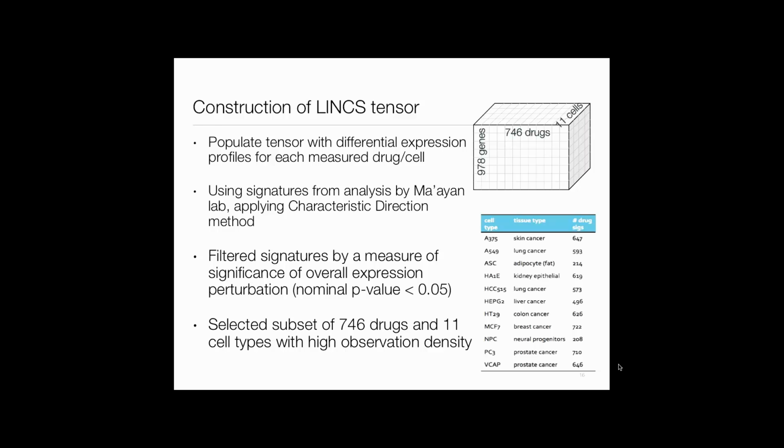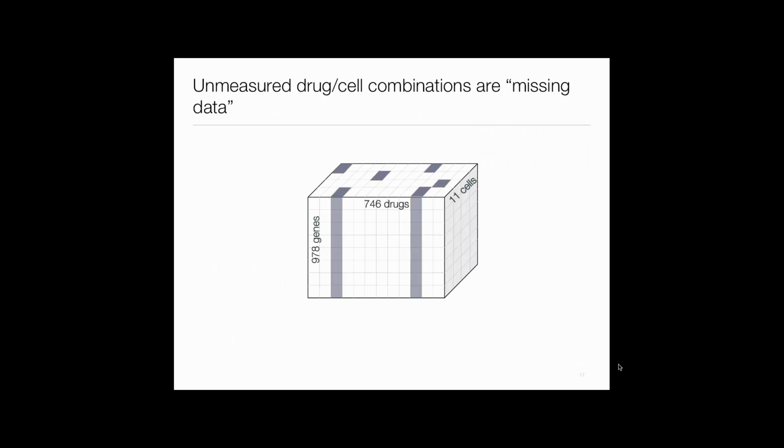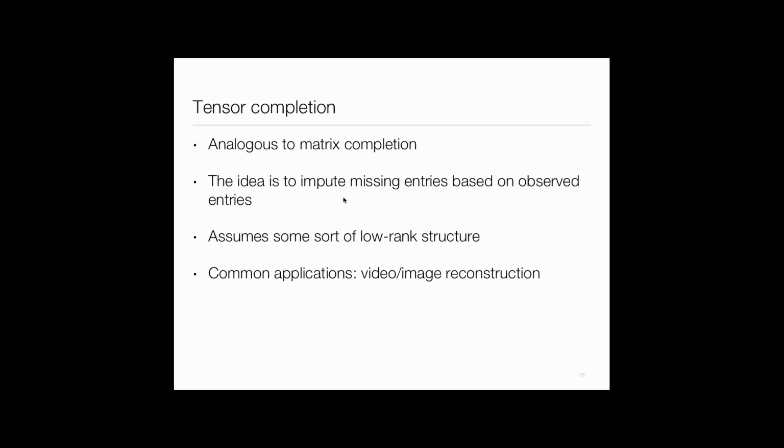Okay. And so what I end up with is a tensor like this, where I have columns that are missing. So I'll have a particular drug-cell combination that does not have a measurement or for which the measurement was not significant. And so what I have is this tensor where either the column is present or it's not present. And I'm going to apply tensor completion to this tensor.